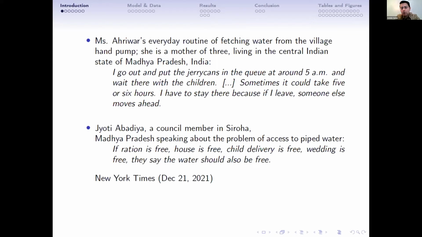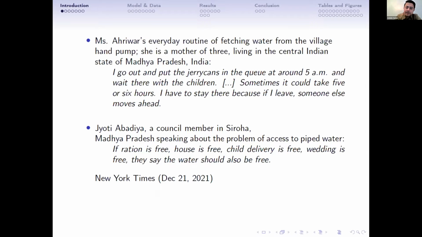With regards to the problem of supply of water, Jyoti Abadia, who is a council member from the supply side, administrative side of supplying water to households in India, says that people believe that if ration is free, meaning food is free, house is free, child delivery is free, wedding is free, then water should also be free.